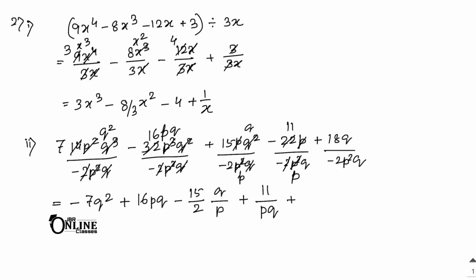And then here again minus, because here 18 is positive and 2 is negative. 2 cancel out with this one, it's 9. Q cancel out, so it becomes 9 by p square. Okay, so that is your final answer.